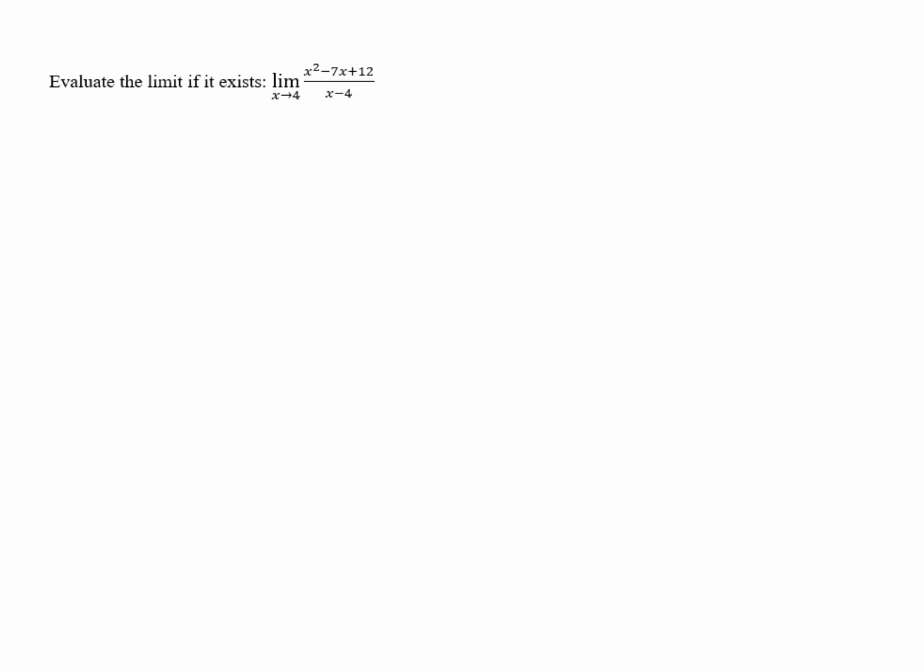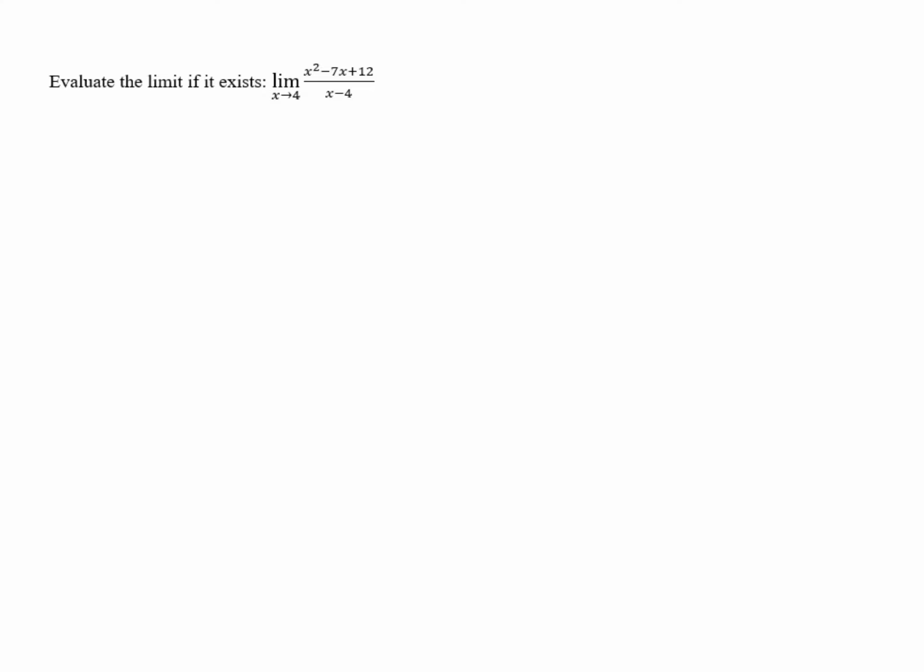Here we have a rational function, so we could try to use direct substitution, except when we substitute in 4 for x, we end up with 4 minus 4 equals 0 in the denominator. That's not part of the domain, and so we can't use direct substitution.